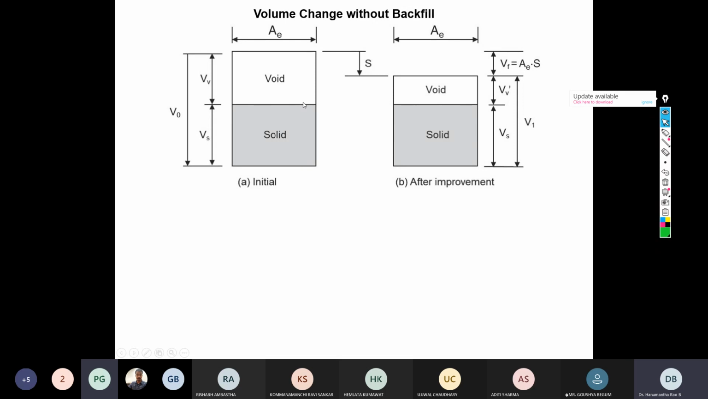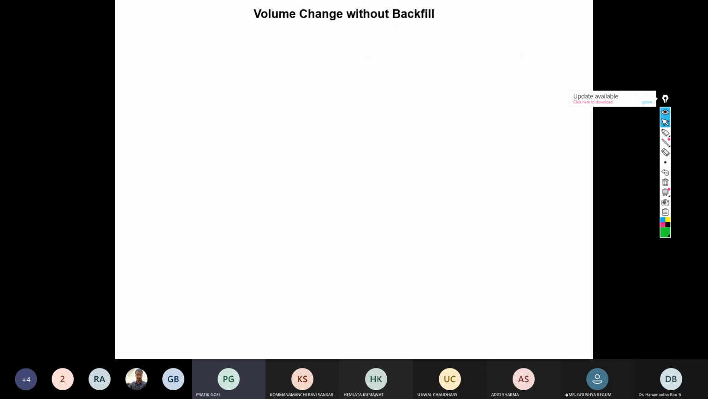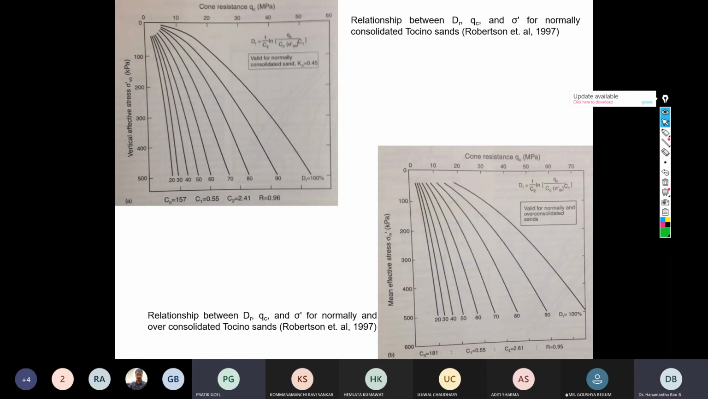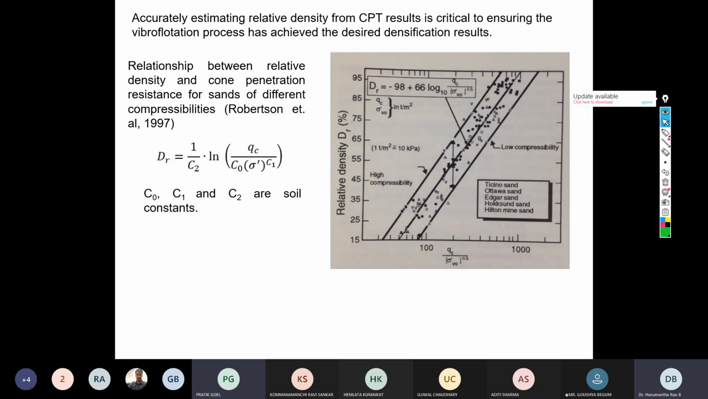Sir, like you said, the relative density is defined, the desired relative density after compaction, we know, like 60%, 75%, in such cases. Correct? So this relative density will correspond to which depth? Because when we do the cone penetration test, we will get different values of relative density with depth. Yeah, it's a good question.